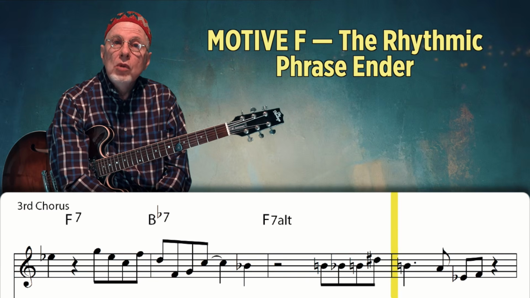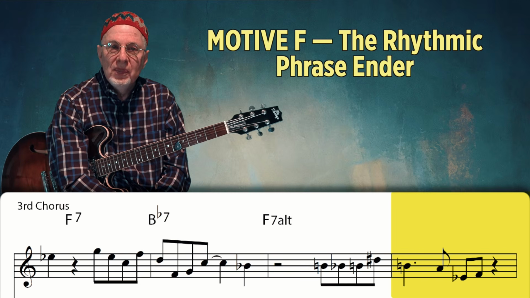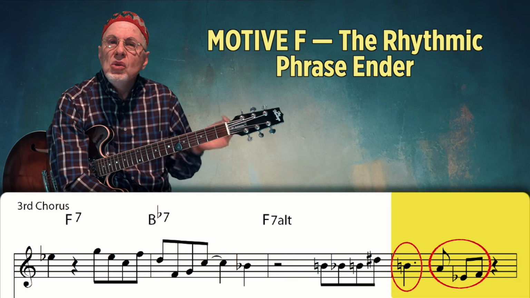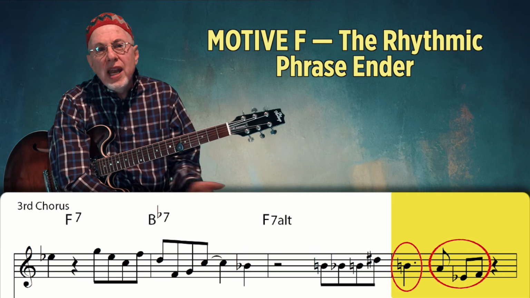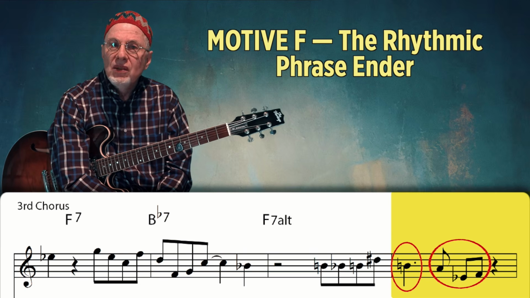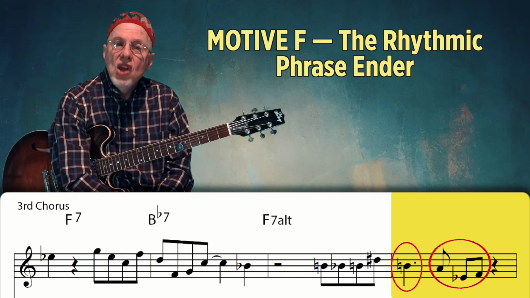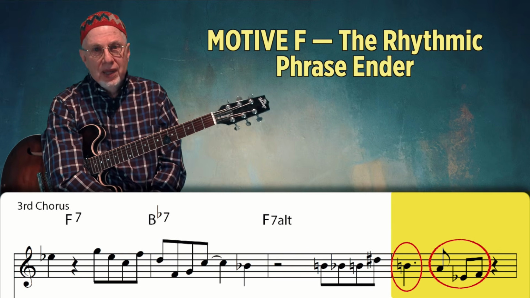Next we have motif F, the rhythmic phrase ender. A dotted quarter note followed by 3 eighth notes used like a musical period at the end of a sentence. Coltrane doesn't necessarily play it with the same pitches twice, so it's defined by rhythm, not pitch content. And you'll find it all over the place.